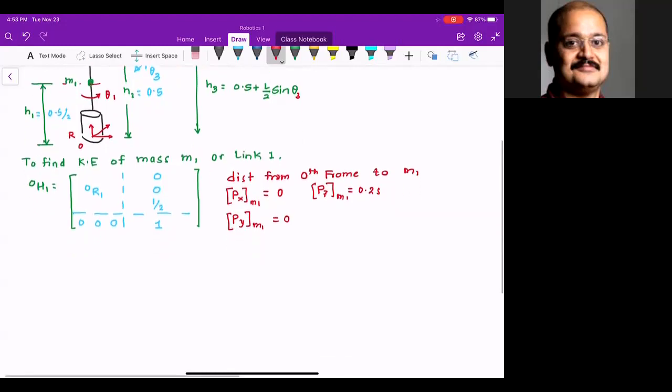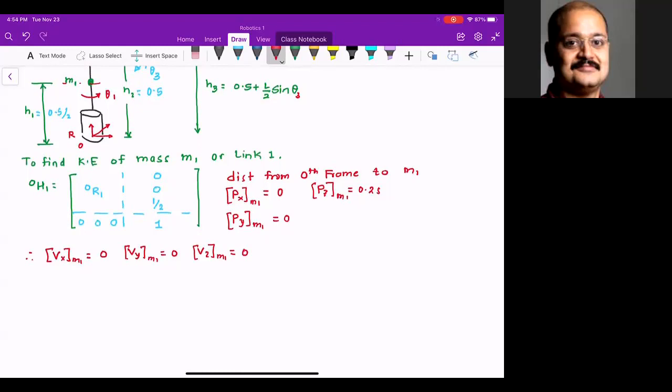Now, what is the velocity? So I'm going to write this down clearly here. Vx M1, and the reason I'm doing this because you will do the exact same process when we go to mass M2. Vx M1 is the derivative of 0, which is going to be 0. Vy M1, derivative of 0 is going to be 0. Vz M1, derivative of 0.25, 0.25 is a constant, is going to be 0. Do you agree with me?